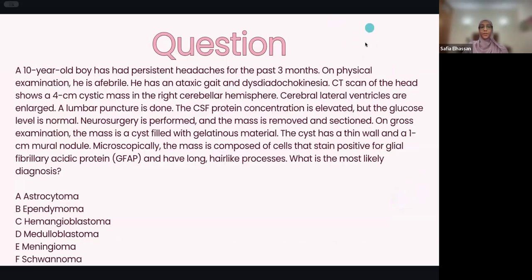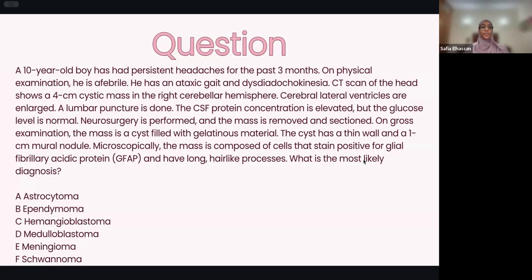Okay, a 10-year-old boy has persistent headaches for the past 3 months. On physical examination, he is afebrile, he has an ataxic gait and dysdiadochokinesia. CT scan of the head shows a 4-centimeter cystic mass in the right cerebellar hemisphere. Cerebral lateral ventricles are enlarged, a lumbar puncture is done, the CSF protein concentration is elevated, but the glucose level is normal. Neurosurgery is performed and the mass is removed and sectioned.